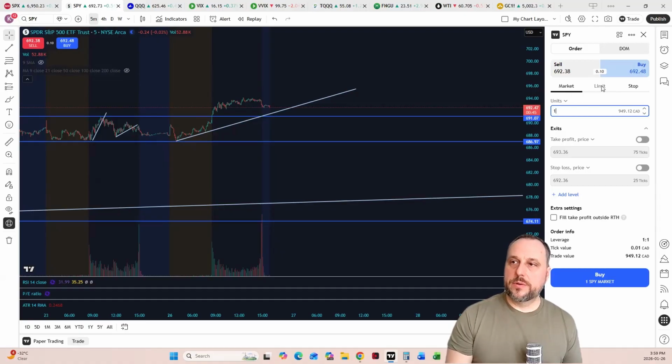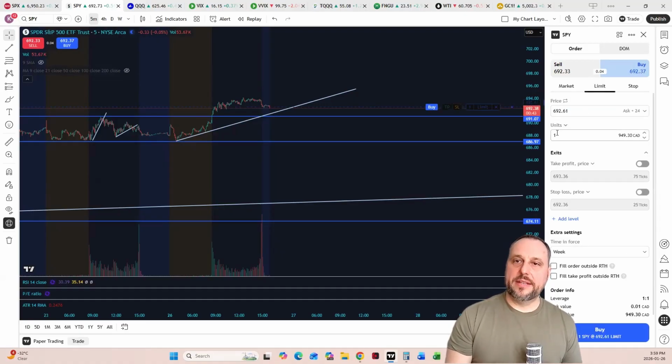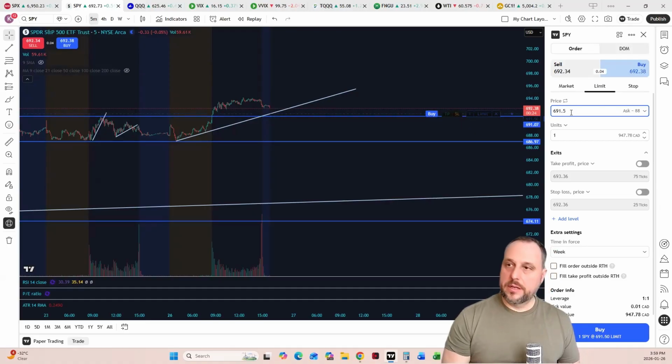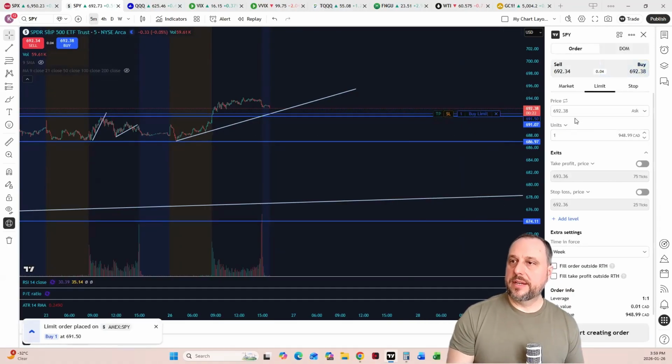So what we do is we put in a limit order and that tells what price that we want to buy at. So for this example, if we were going to buy around 691, we would just drag that down to the price you want. You can adjust it here too if you want. You can put whatever number you want in there. You want to go 691.50, go 691.50.